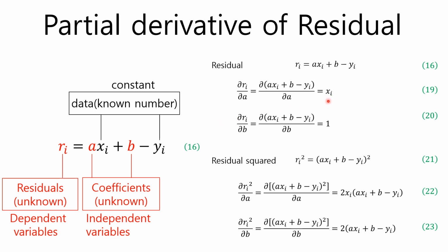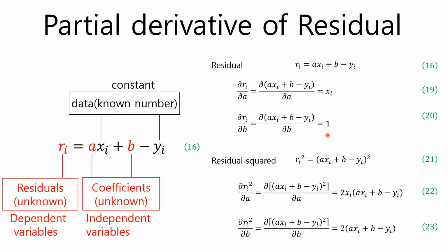If equation 16 is partially differentiated with respect to coefficient b, coefficient a is a variable, but since it is partially differentiated with respect to b, it is treated as a constant and becomes 0, and yi becomes 0 because it is a constant as data. Therefore, this result becomes 1 as shown in equation 20.